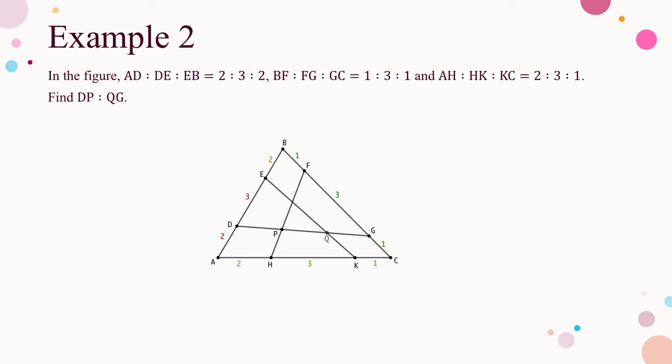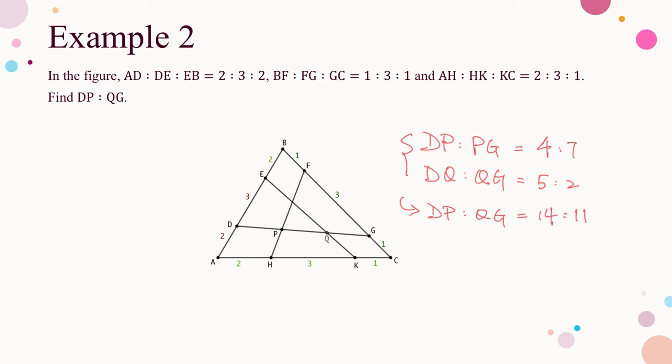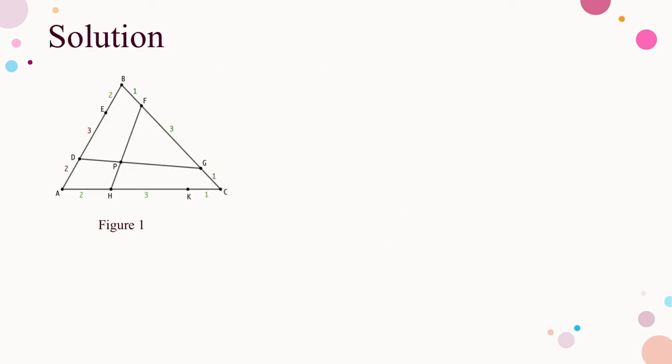Like the solution by mass point, split the figures into two cases. Find the ratios of DP to PG and DQ to QG. Then combine the results to get the required ratio, DP to QG, which is 14 to 11. I demonstrate the use of elastic line twice with this example. Let me start with figure 1 for the ratio DP to PG.